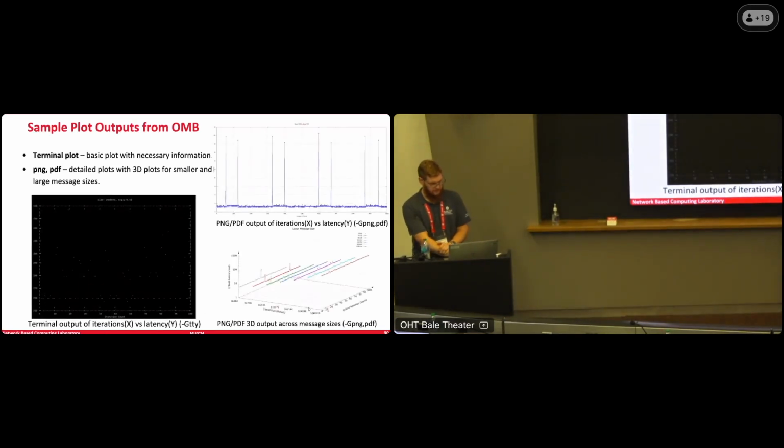So these are some examples of performance plots. We can do it in the terminal, but for better readability, we can do 2D and 3D plots using gnuplot as well. And this can be useful for seeing, all right, we have these messages spiking here on certain iterations. And then you can go in and look at why messages are spiking every 100 iterations and start to debug what's going on in your system.